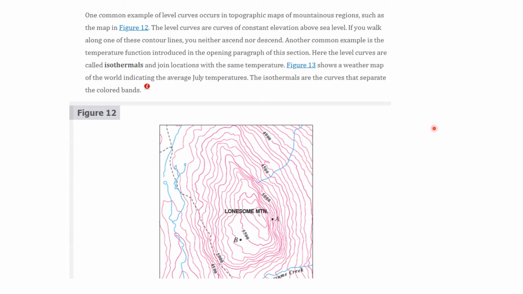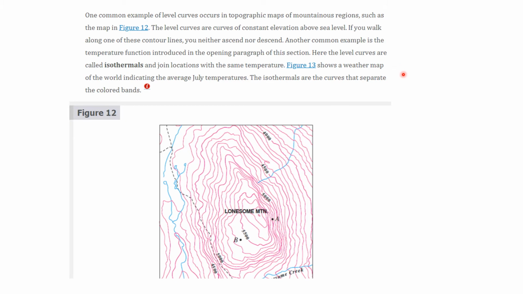One common example of level curves occurs in topographical maps of mountain regions, and this is one that we see here. The level curves are curves of constant elevation above sea level. So if you walk along one of these contour lines, you neither ascend nor descend. Another common example is a temperature function that was introduced previously, and the level curves there would be called isotherms, places where the temperature is the same. So we're joining locations of the same temperature.